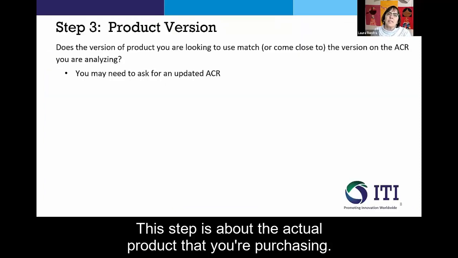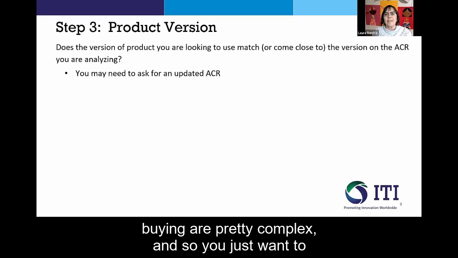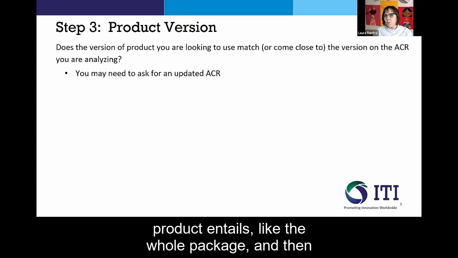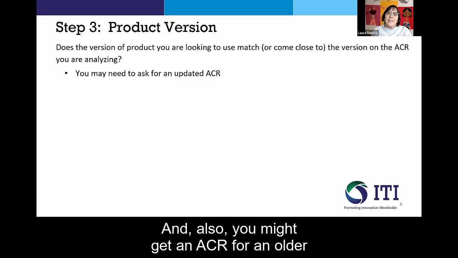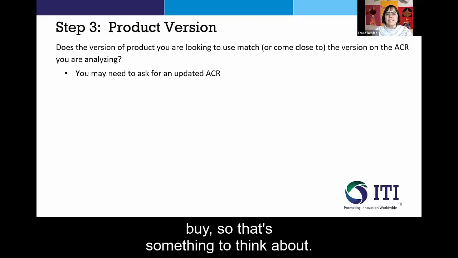Okay, this step is about the actual product that you're purchasing. Many products that you might be buying are pretty complex. And so you just want to make sure that you understand what the product entails, like the whole package, and then which version of the ACR that you're getting. And also, you might get an ACR for an older version of a product that you want to buy. So that's something to think about.